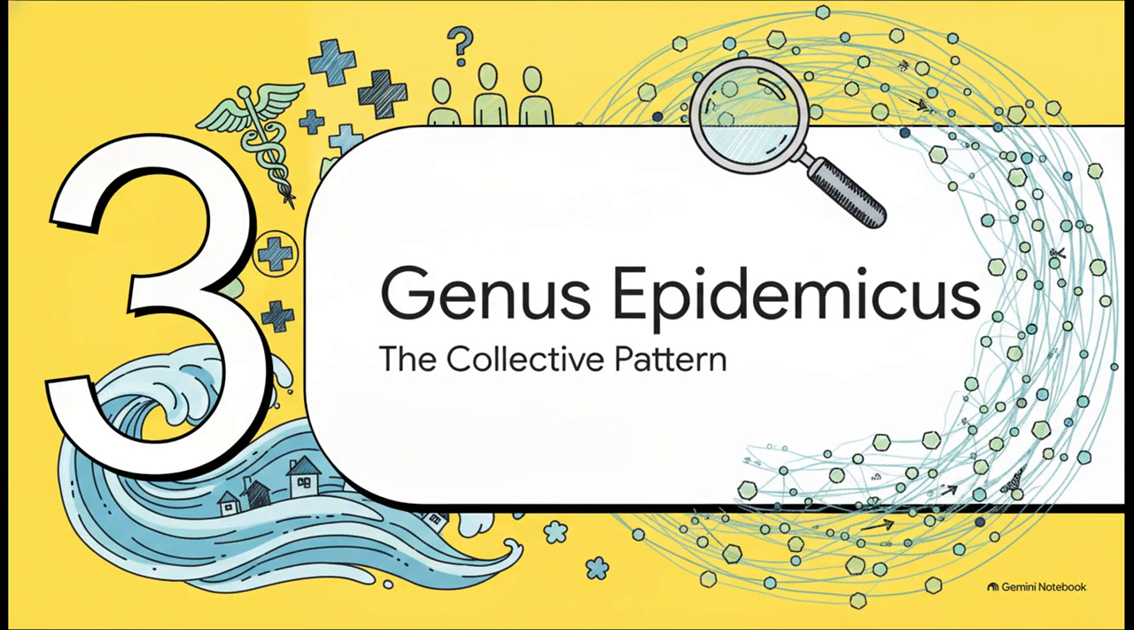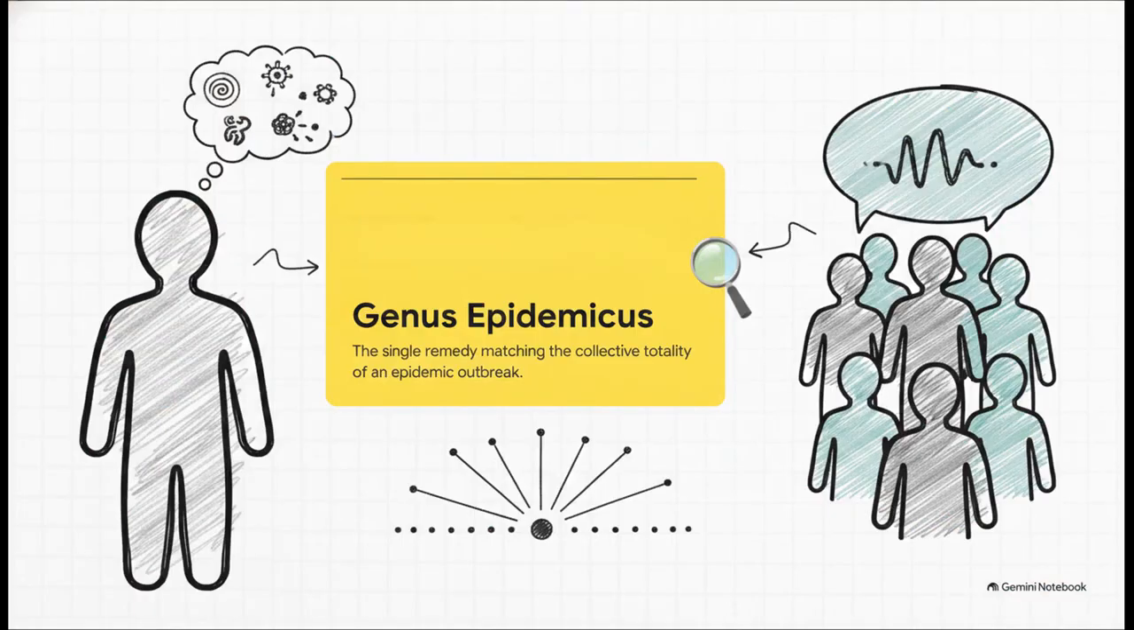And that brings us perfectly to Section 3, Unlocking the Genus Epidemicus, Finding the Collective Pattern. Normally, in a standard consultation, a homeopath is famously hyper-focused on the highly idiosyncratic traits of a single patient. But during an epidemic, the strategy flips completely. Enter the genus Epidemicus. This is a unique historical term for a single remedy identified not from one person, but from the collective totality of symptoms across multiple patients.